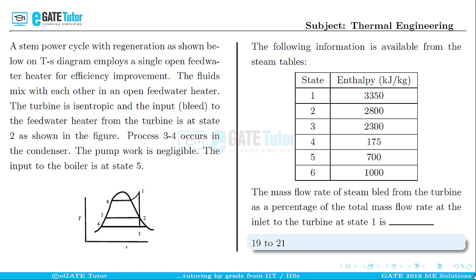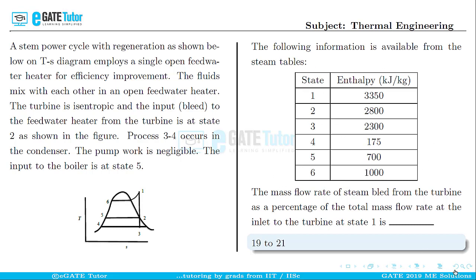Process 3 to 4 occurs in the condenser. The pump work is negligible. The input to the boiler is at state 5. The following information is available from the steam tables. So when you look at the TS diagram, we have 6 different states and all the enthalpies for 6 different states are given in the table.